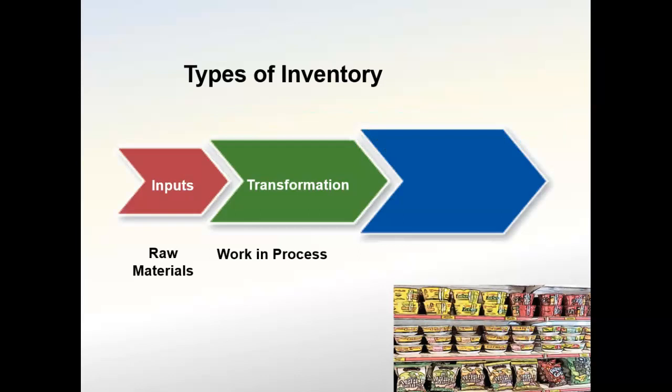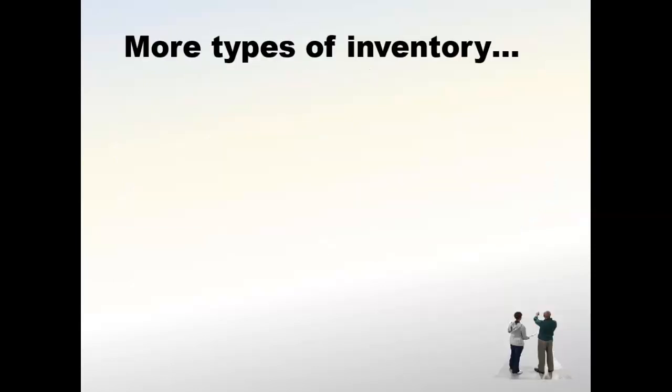Should something go wrong before transformation is complete, the value invested up to that point may be lost. Recognizing these concerns, some inventory management systems focus on minimizing or even avoiding the creation of WIP, operating as lean as possible. And finished goods refers to inventory waiting for sale to customers.